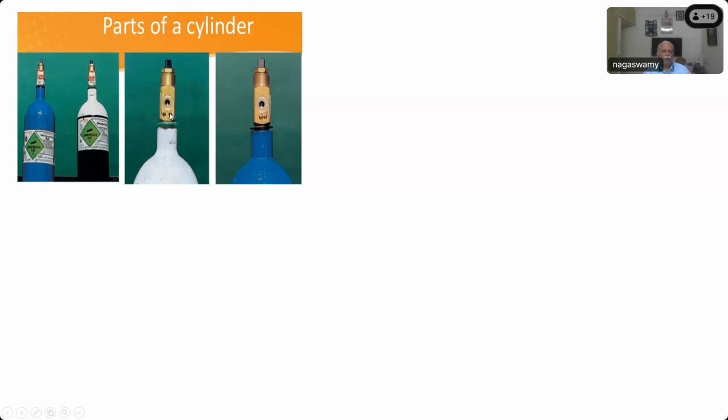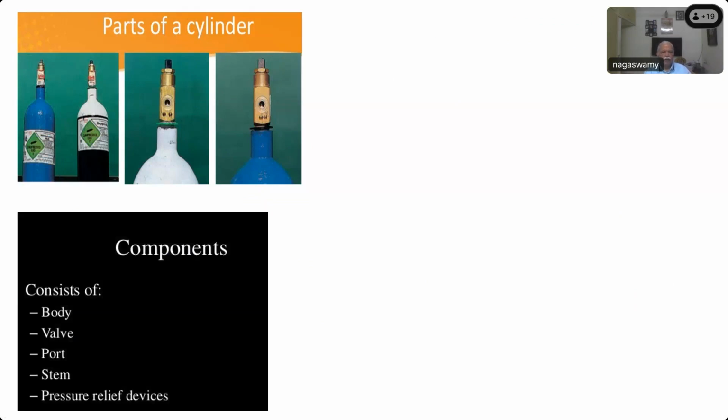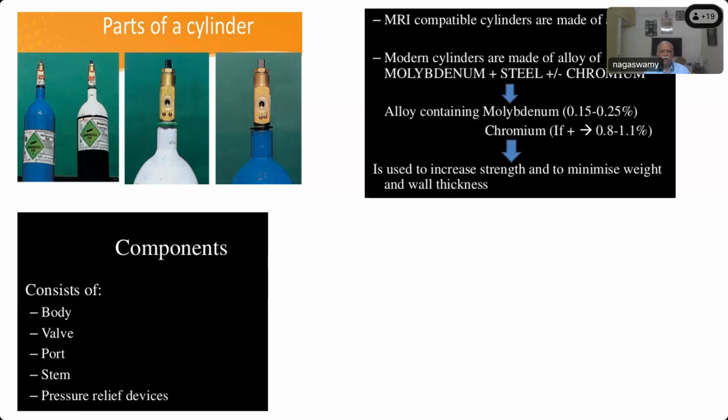The pin index holes are different for different gases, so that you cannot mount a wrong cylinder. The components of a cylinder are body, valve, port, stem, and pressure relief valves. This is also called the stem, and it is made of molybdenum steel. Why is it made of molybdenum steel? To increase the strength, and the weight and wall thickness are reduced. This is another question they commonly ask. It increases the strength, reduces the weight, and reduces the wall thickness to withstand high pressure.